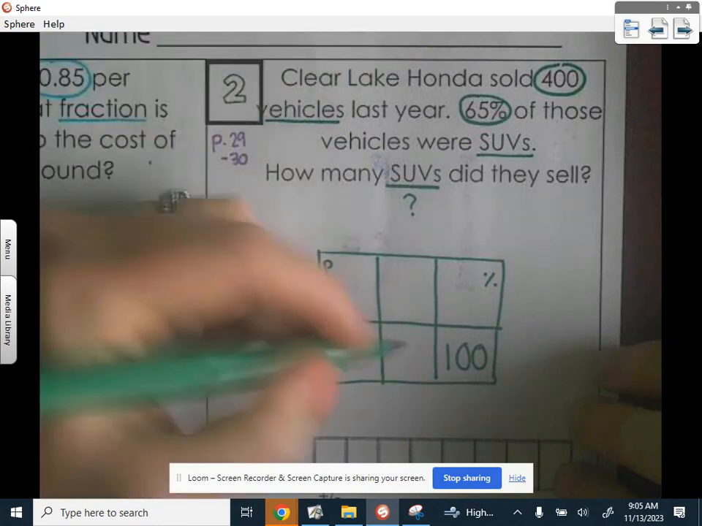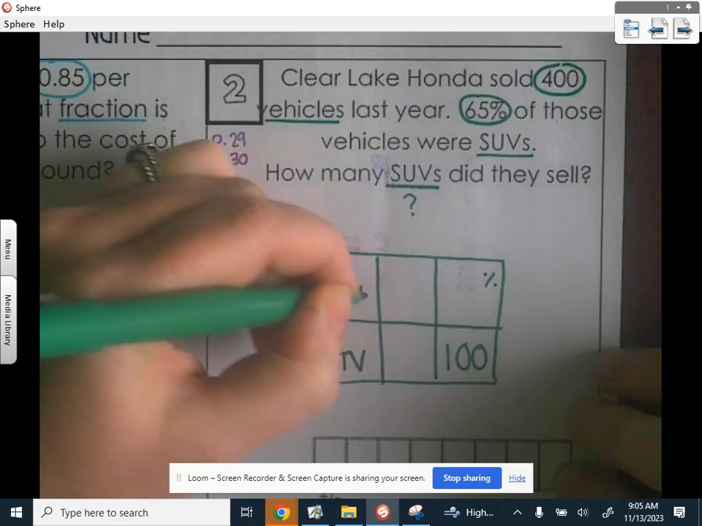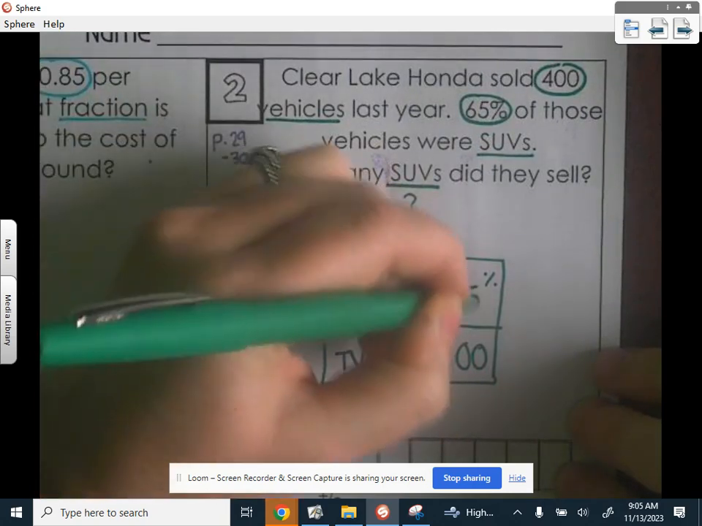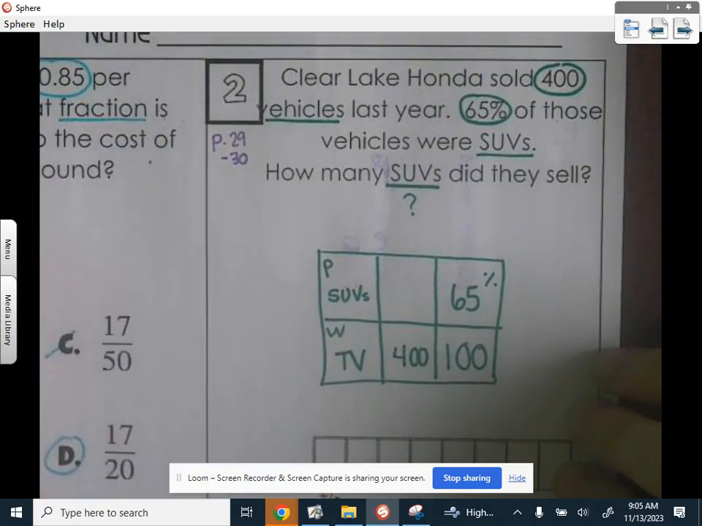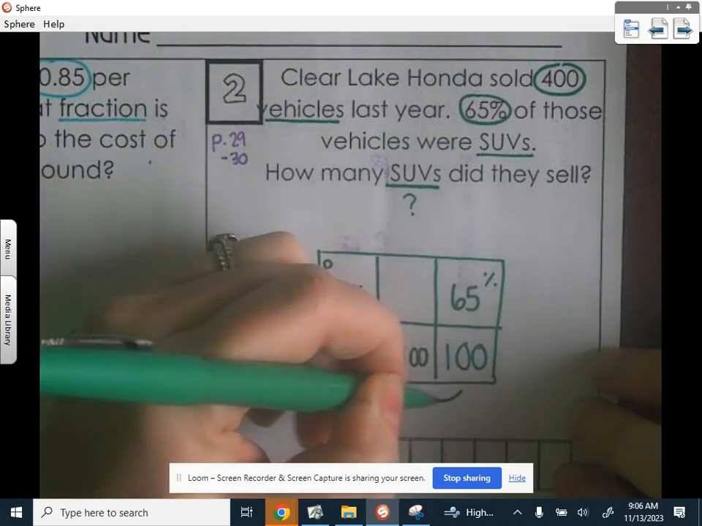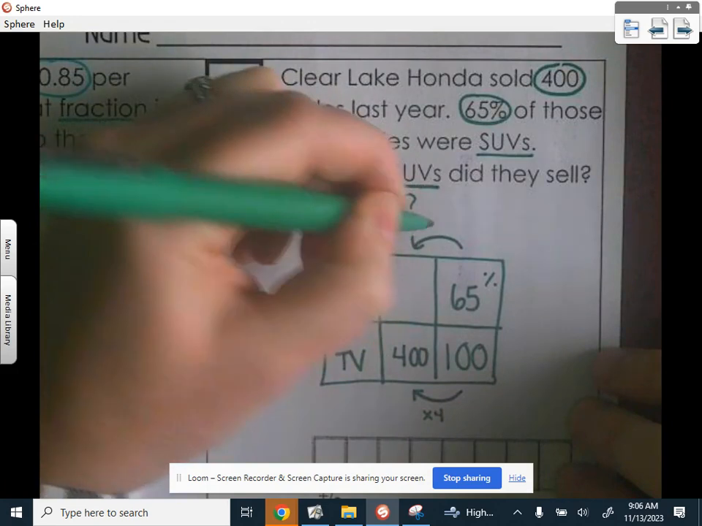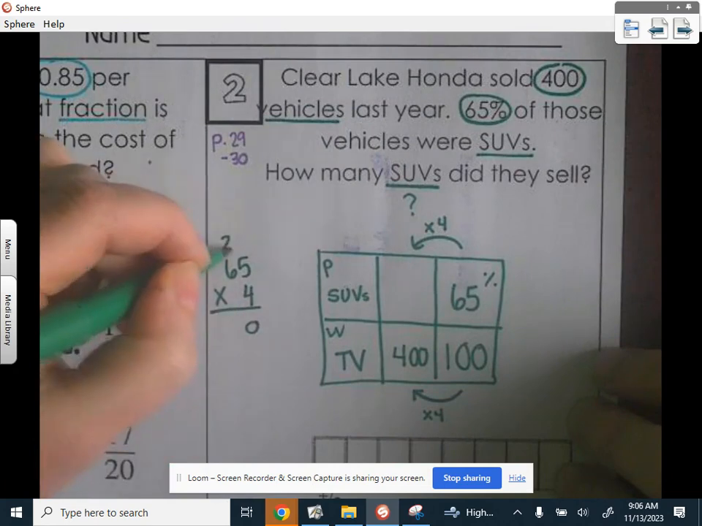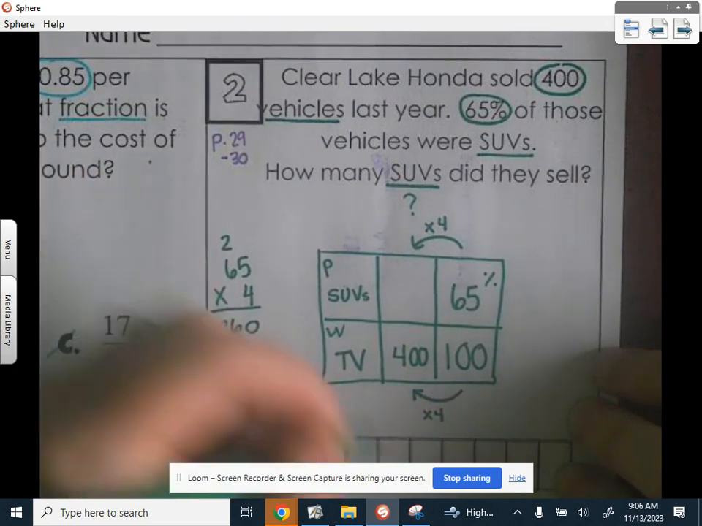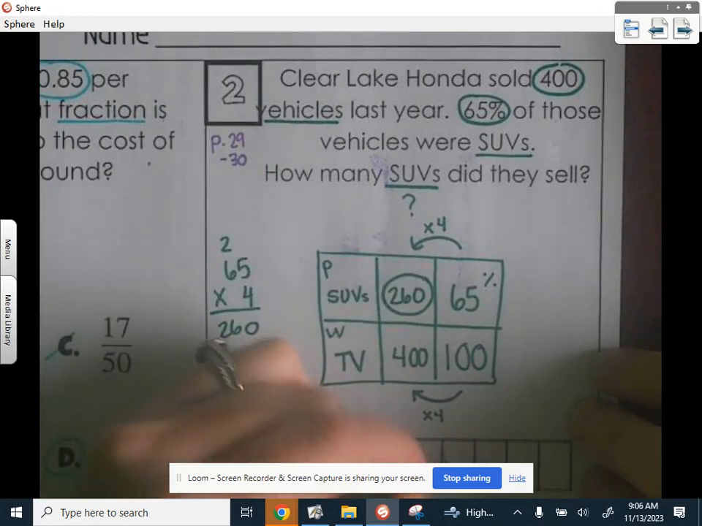Don't forget to ask yourself what your labels are going to be. So everything in the problem is a vehicle. So I'm going to put total vehicles. And then some of those were SUVs. And we know the percent, so I always like to put that in first. And then the 400 is all of the vehicles. So that would go in the bottom section. If I cover up my diagonals, I know I'm going to start my relationship from 100. And I see that 100 times 4 is 400. So I can do 65 times 4. I don't know what that is off the top of my head, so I'm going to work that over to the side. And I got 260. So 260 of the vehicles were SUVs.